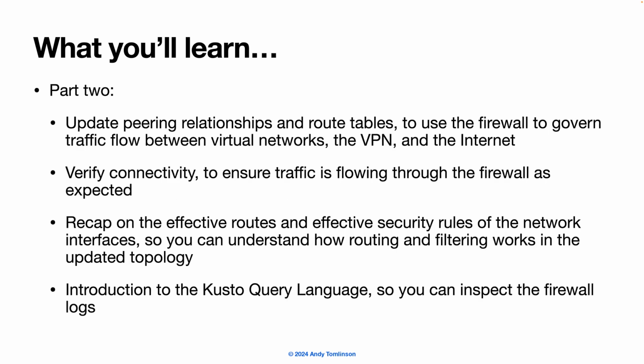In Part 2, you'll learn how to update the peering relationships and route tables to use the firewall to govern traffic flow between virtual networks, the VPN and the internet, how to verify connectivity to ensure traffic is flowing through the firewall as expected. We'll provide a recap on the effective routes and effective security rules of the network interfaces so you can understand how routing and filtering works in the updated topology. And finally, we'll provide an introduction to the Kusto query language so you can inspect the firewall logs.